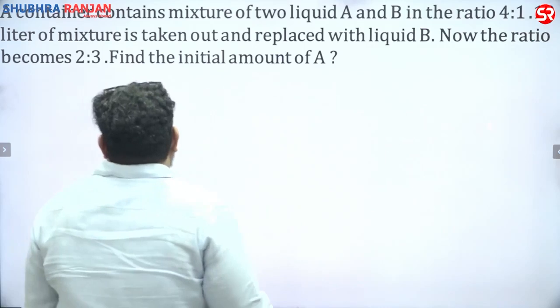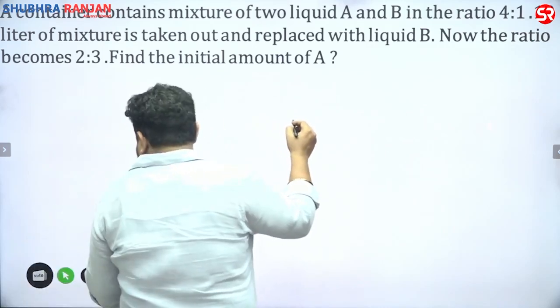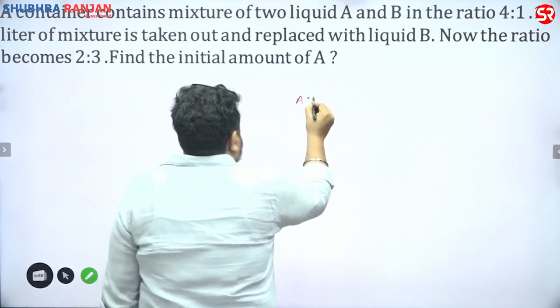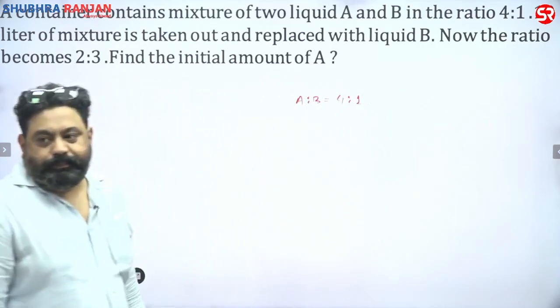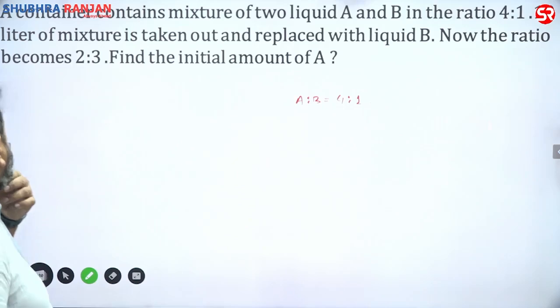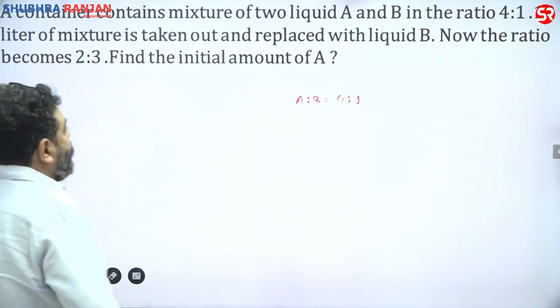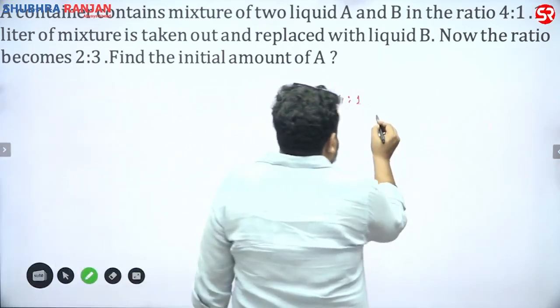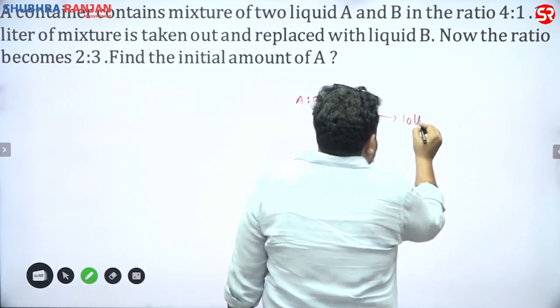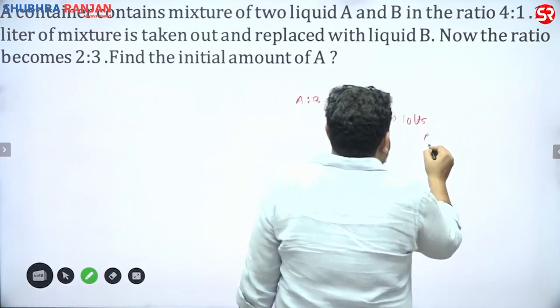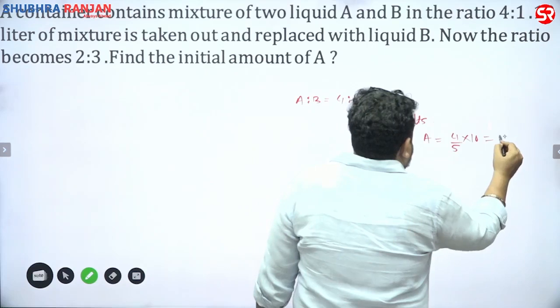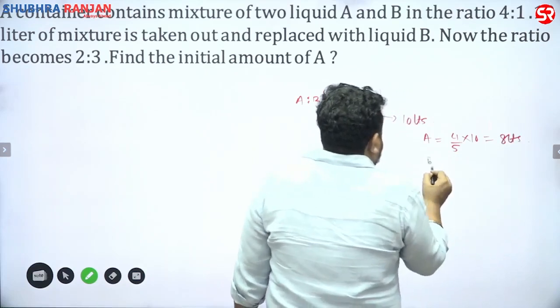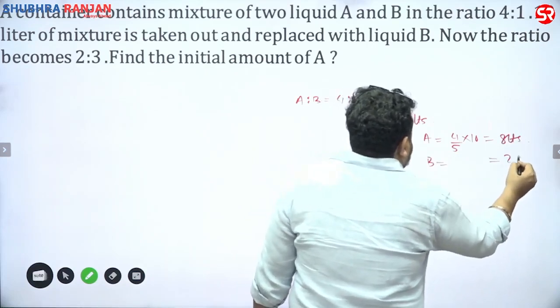A is to B is what? Or is to 1. He says 10 liters of mixture is taken out and replaced with liquid B. So 10 liter is taken out. 10 liters में how much is A? A would be 4/5 into 10. Guys, 8 liters. How much would be B? B would be actually 2 liters.